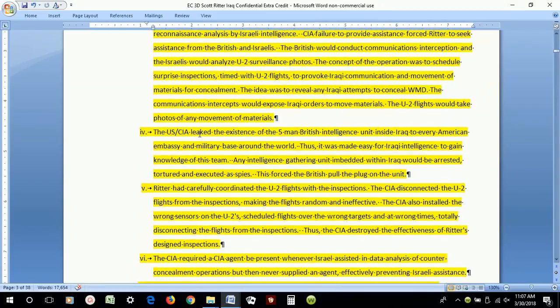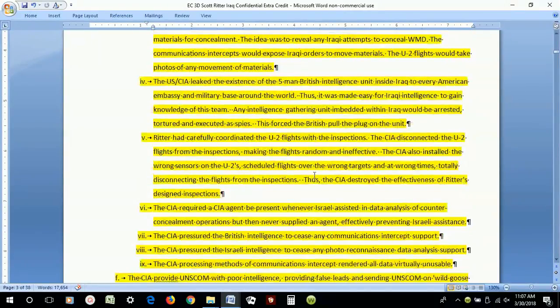Then the U.S. CIA leaked the existence of the five-man British intelligence unit to every American embassy and military base around the world. It's like it was blabbed, right? Thus, it made it easy for Iraqi intelligence to gain knowledge of this team. Any intelligence gathering unit embedded within Iraq would be arrested, tortured, and executed as spies. This forced the British to pull the plug on the unit.